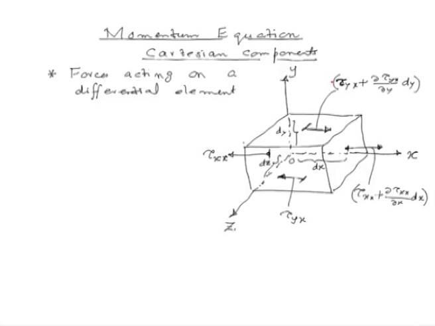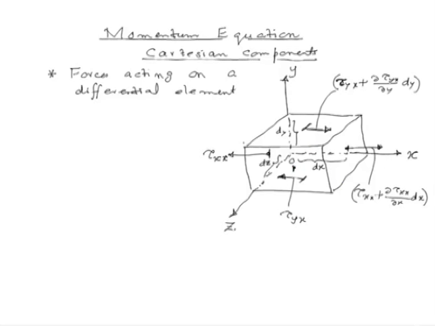Similarly, we can identify the shear components which work along x direction on z faces. On the positive z face, it will act in positive x direction, and on the negative z face, it will act in negative x direction. This is tau z x. On the positive z face, we can represent it in terms of Taylor series expansion as tau z x plus del tau z x over del z dz.